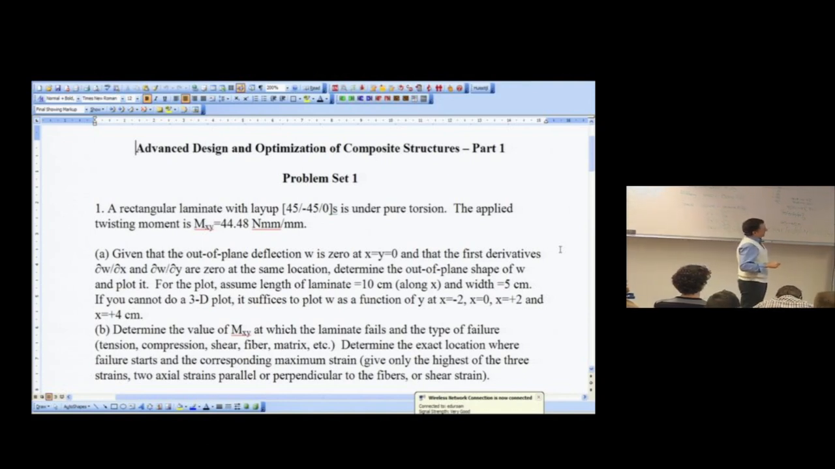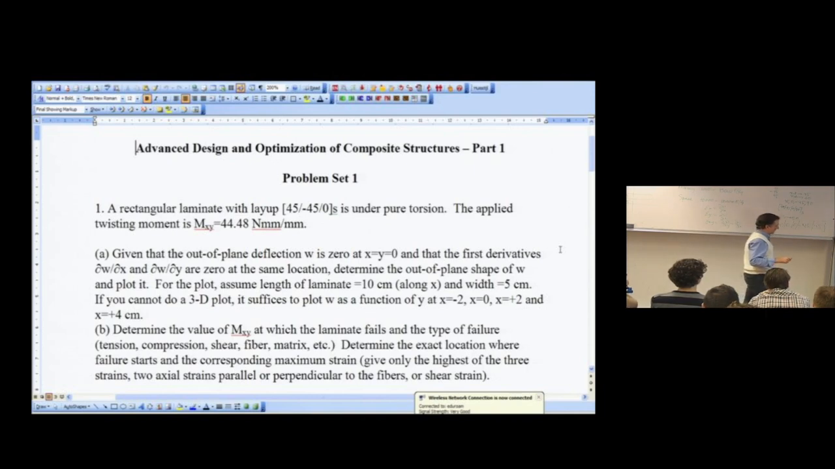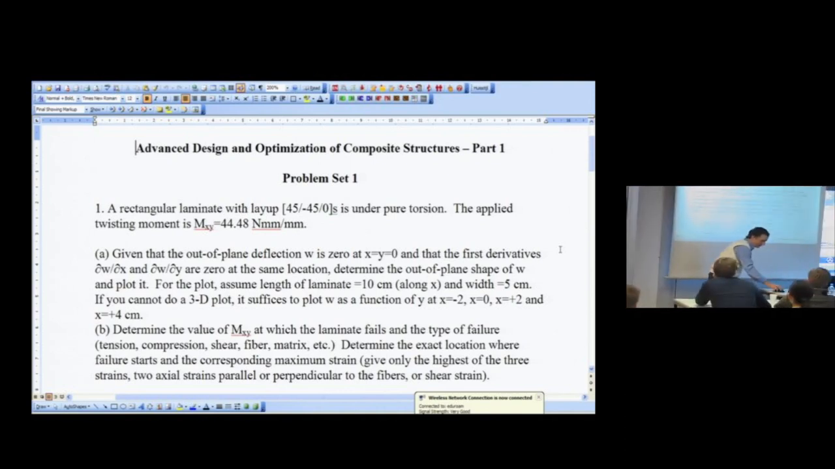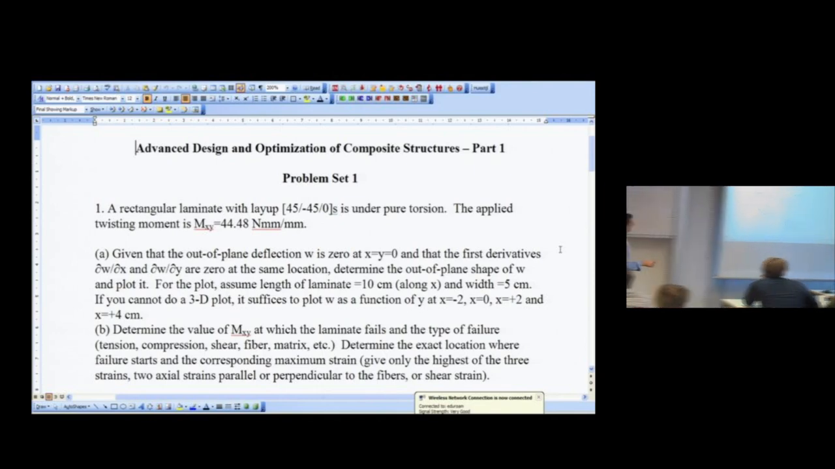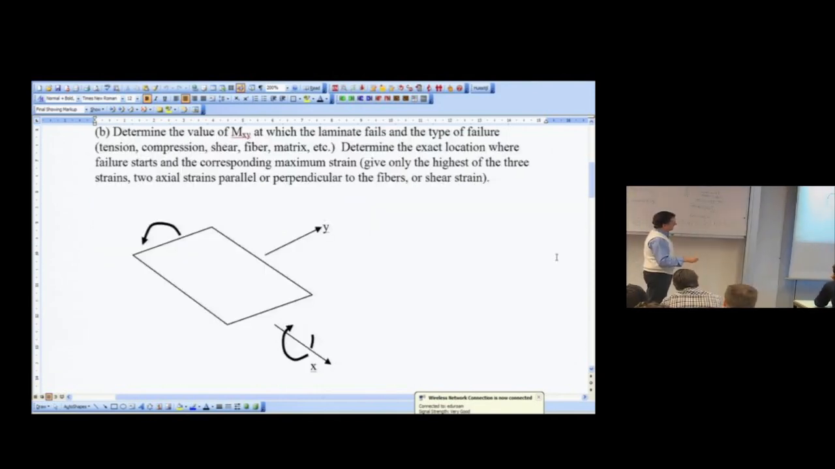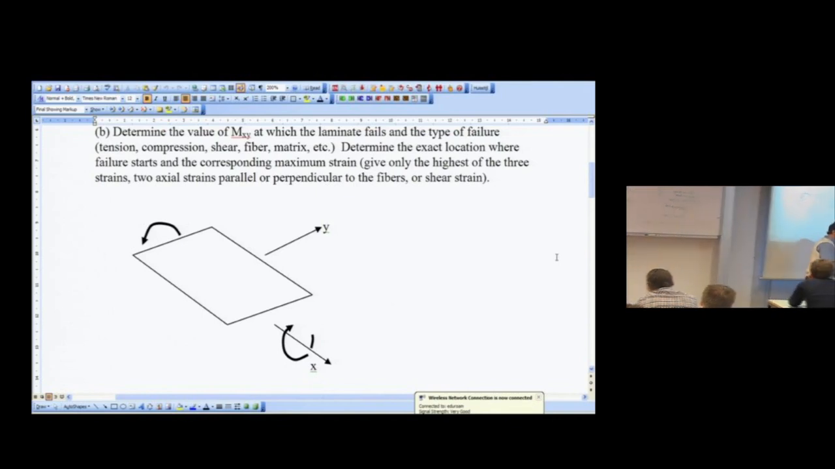We are told that the out-of-plane deflection W for this laminate is 0 at x equals y equals 0, and that the first derivatives, dw dx and dw dy, are also 0 at the same location, both at x equals y equals 0. This means this is my rectangular laminate, x going through the center, y perpendicular here, and I have my torsional load. W is measuring deflection out of plane.